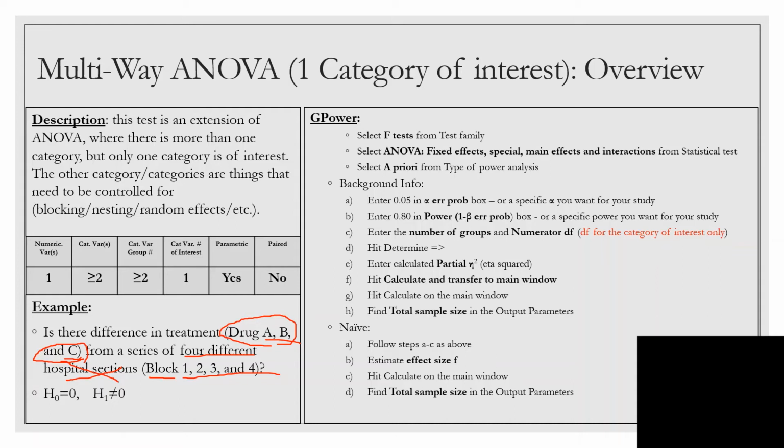So for this kind in G*Power, we're going to need to do fixed effects, special effects, main effects, and interaction. Now, if you have background information, as usual, alpha, power, and then you'll have to enter the number of groups and numerator degrees of freedom. And since we're only interested in one category of interest, this numerator degrees of freedom is going to be for the category of interest only. So that's pretty important. We'll need to get partial eta squared if we have background information. If not, we just estimate the effect size and get total sample size here.